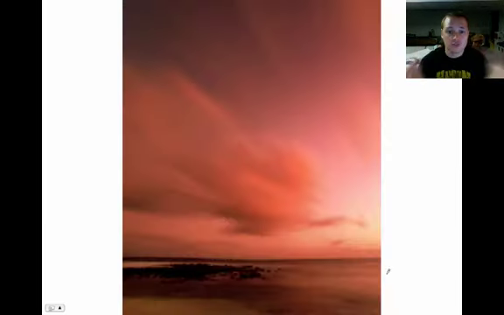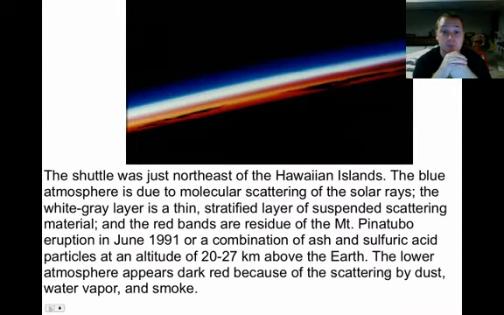So this is some of the dust that headed towards Hawaii. In space, what's crazy is when we had a space shuttle in there, and it was just northeast of the Hawaiian Islands.